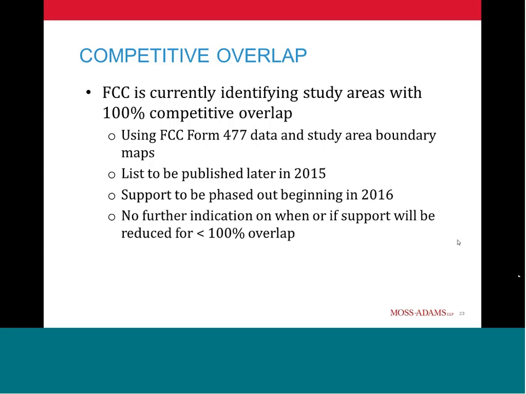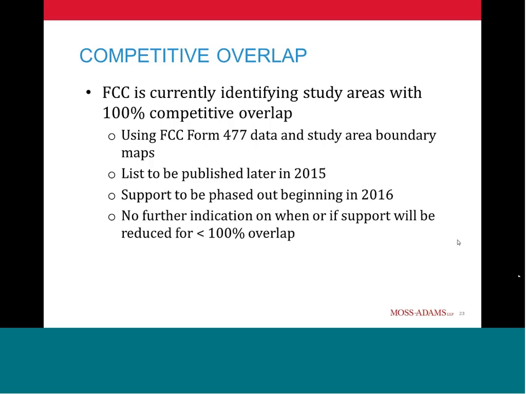My understanding is they have provided some information to NTCA and potentially others as to companies they're seeing that may be at risk for competitive overlap. The FCC's list of those entities that do have 100% or near 100% competitive overlap will be published later in 2015. And remember that the big issue here is if a company is 100% overlapped by a competitor that provides both voice and broadband at the required speeds, it will lose 100% of its high-cost support.